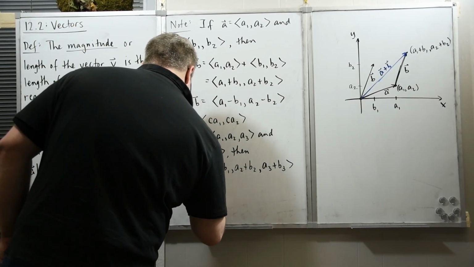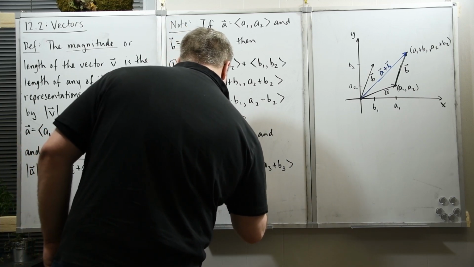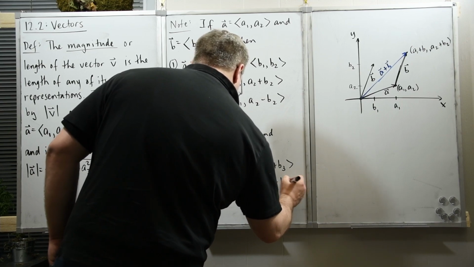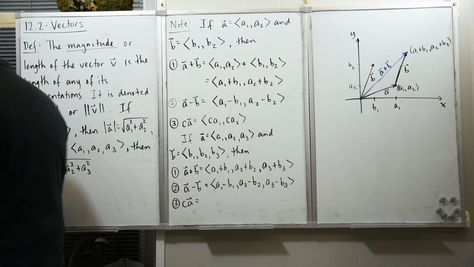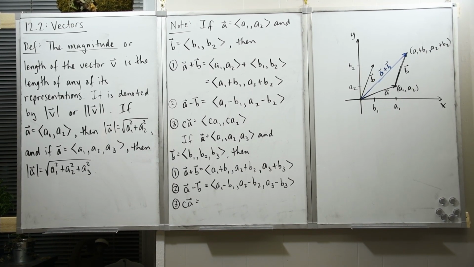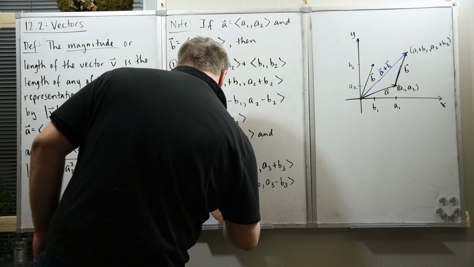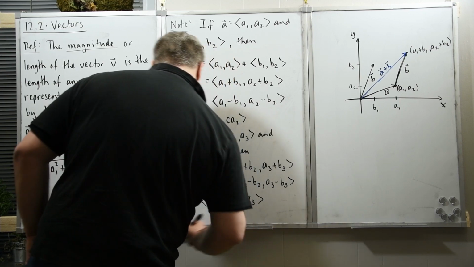Second part of this, you take A minus B. That'll give us A1 minus B1, A2 minus B2, A3 minus B3. And then finally, if we take C times A, then the components will be CA1, CA2, and CA3.